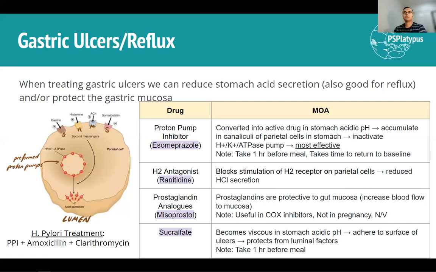It's also not used in pregnancy because it can stimulate uterine contractions. Sorry, it's not useful for nausea and vomiting. It can induce nausea and vomiting.